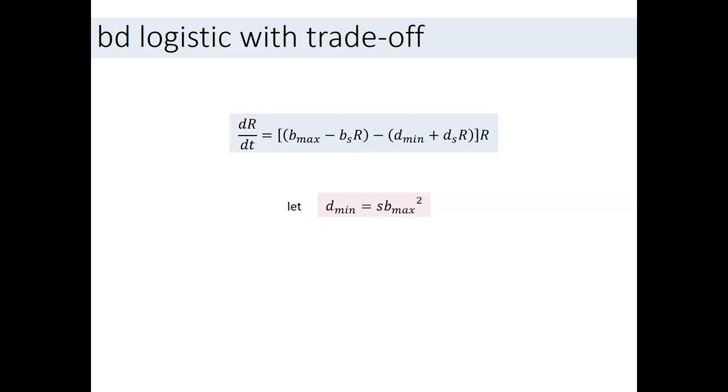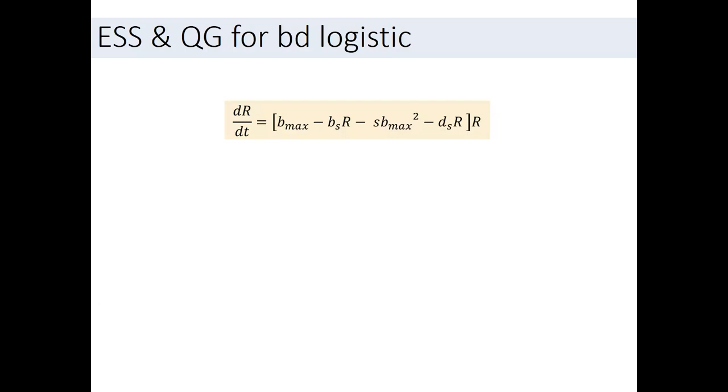And then I'm going to substitute that into D min here. I'm going to get this equation here. Starting to look a little ugly. It's okay. It's still all logistic growth. I'm going to carry it over here. And now I'm going to show you how we would look at this from a quantitative genetics point of view.